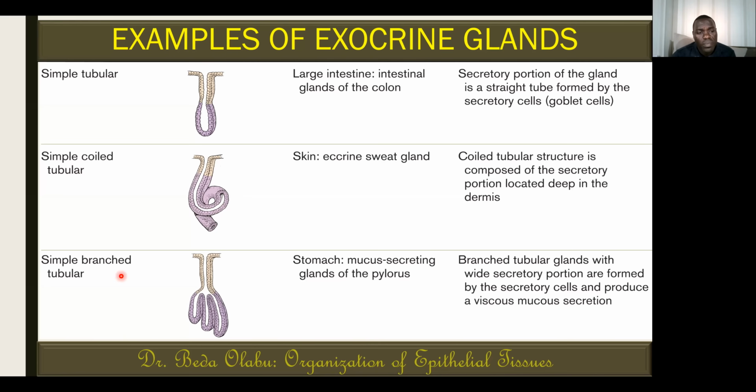Look at the third one. The ductal portion is one, so that's why we call it simple. But the secretory portion has multiple parts, so it has branched tubular portions. The secretory portion in this case are tubular, but they are branched tubular. We still call it simple because the ductal portion is one.